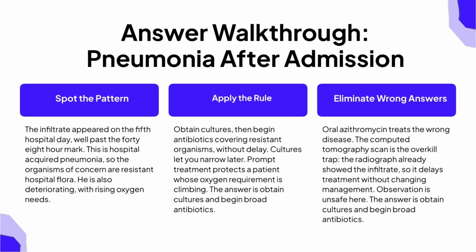Let us break this down. Spot the pattern. The infiltrate appeared on the 5th hospital day, well past that 48-hour mark. That one detail converts this from the pneumonia you see in clinic into hospital-acquired pneumonia, where the organisms of concern are resistant hospital flora. And he is deteriorating because his oxygen requirement is climbing. Apply the rule. Obtain cultures, then begin antibiotics covering resistant organisms without delay. The cultures let you narrow in 3 days. The prompt treatment protects a patient getting worse in front of you.